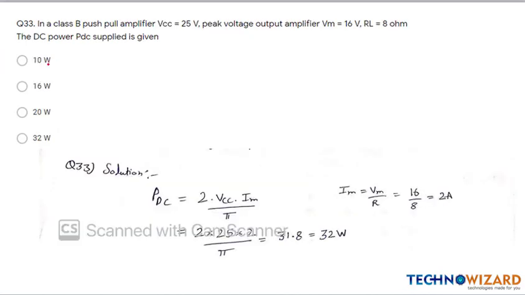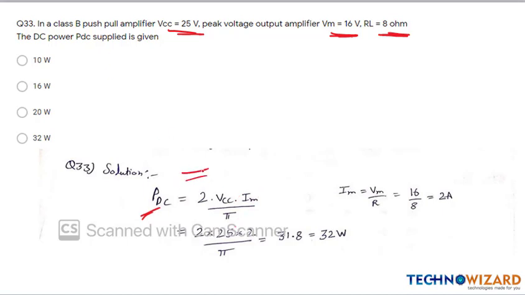Question number 33. In a class B push-pull amplifier, VCC is equal to 25 volt, VM is equal to 16, and the load resistance is 8 ohm. Now we have to find the DC power that is supplied. In a class B push-pull amplifier, DC power is equal to twice of VCC into IM upon pi.